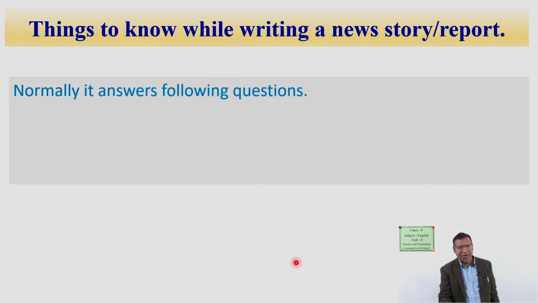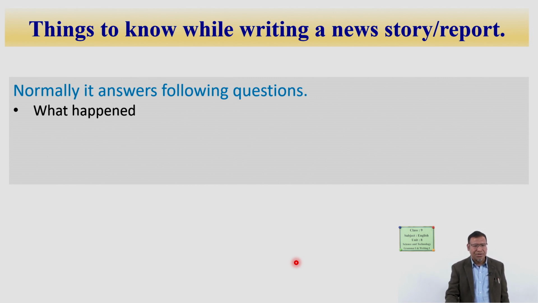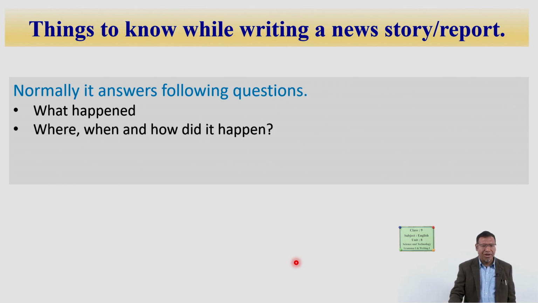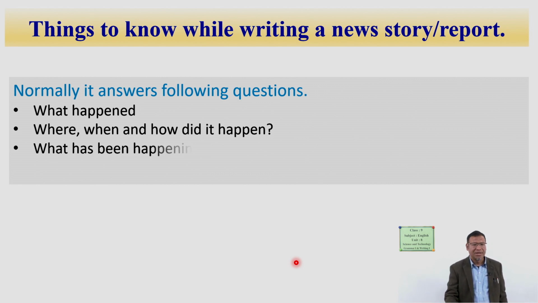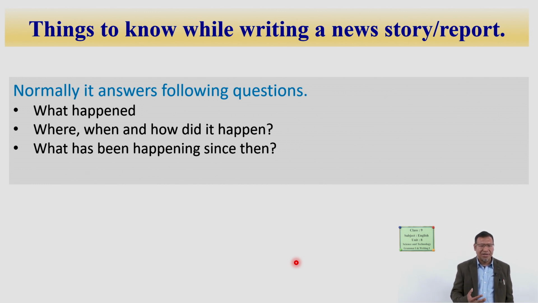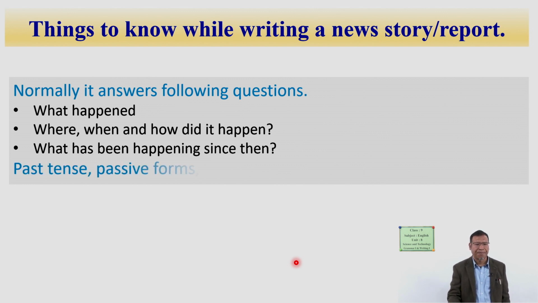So, while you are writing a news report, a news story, take care of the following things also. A news story, or detailed writing, often answers what happened or what has happened, where and when it took place, and how it happened. It also covers what has been happening since then. These are some of the important parts of the news detail while you are writing a news story.